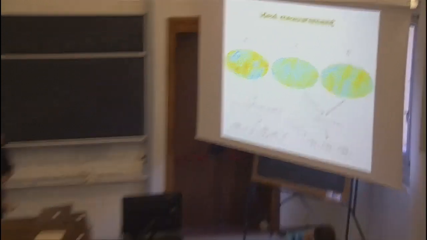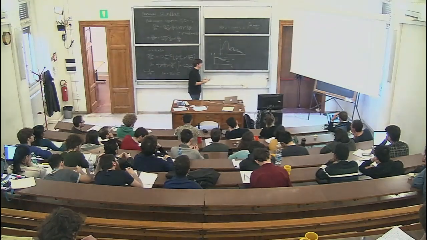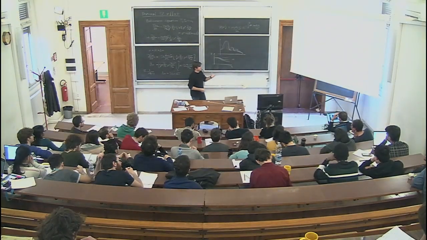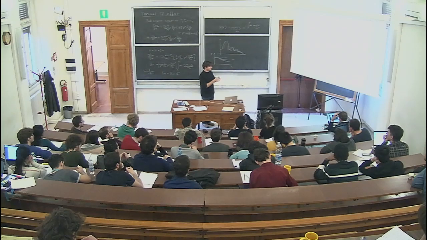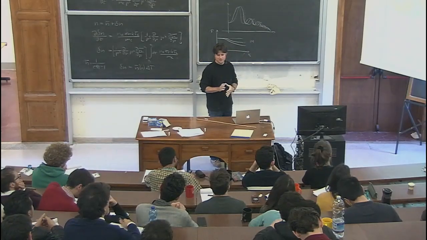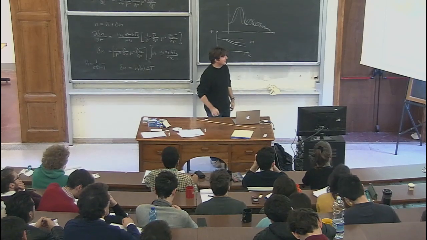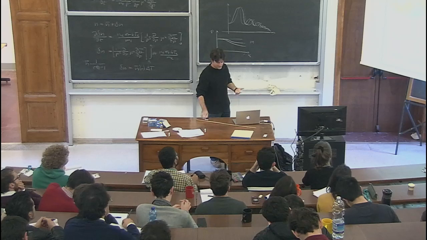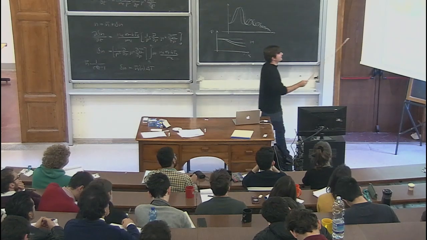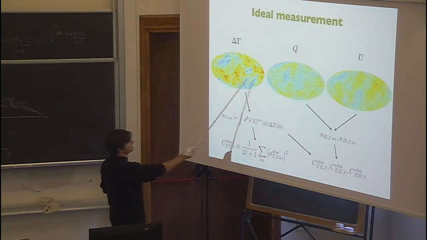Okay, so then the next thing I wanted to discuss is just how you actually use the data and do a measurement. And first we'll look at an ideal measurement for an instrument that doesn't really exist, that has no noise and infinite resolution. And then we'll try to see how the real-world effects enter into the measurement. So if you have an ideal measurement, you just have a map of the temperature fluctuations. There's no galaxy, nothing else, just CMB.